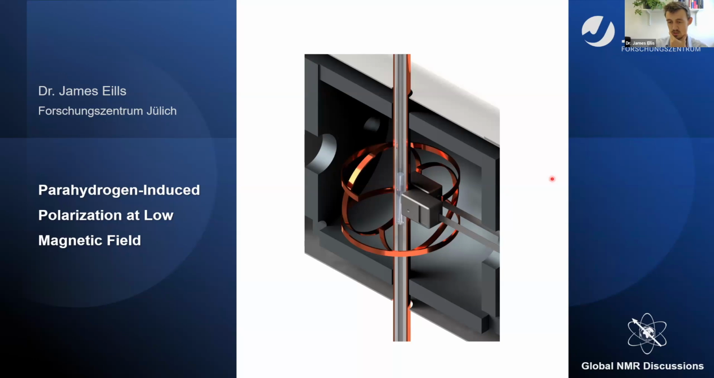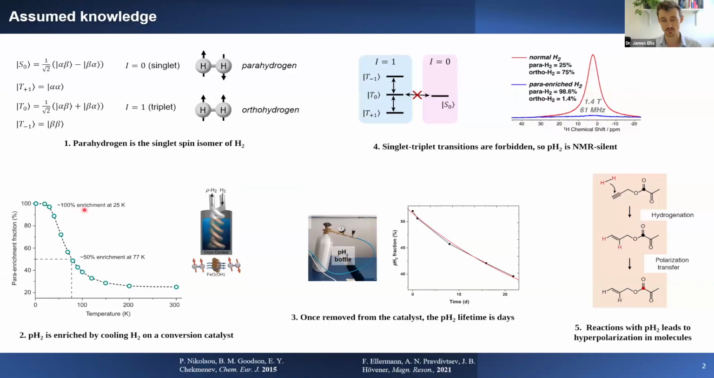I've included a bit of recent research data in here, but it's generally an educational talk about PHIP at low magnetic field. So that's PHIP, that's parahydrogen-induced polarization. And we're not going to start the story at the beginning. There's some assumed knowledge for this webinar, so I'll quickly go through those points.